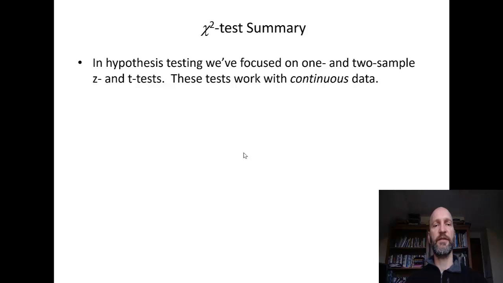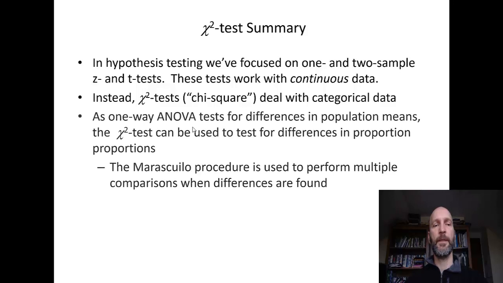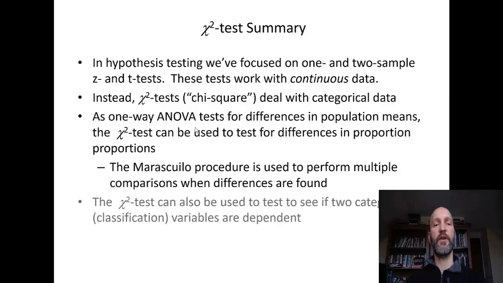We introduced hypothesis testing with continuous data. We focused on 1 and 2 sample Z and T tests. Alternatively, we can use a chi-squared test to deal with categorical data. Just like we did with one-way analysis of variance when we tested for differences in population means, we can use a chi-square test to test for differences in proportions. And we have a procedure, the M procedure, for testing the multiple comparison. When we find a difference in the proportions, we can also use chi-square tests to determine whether two categorical variables are dependent or not.